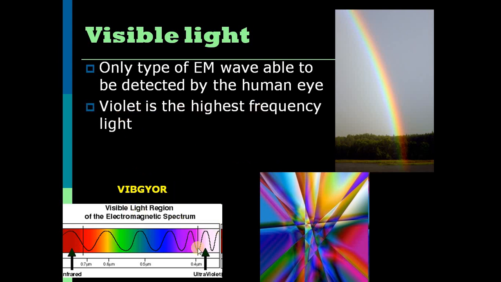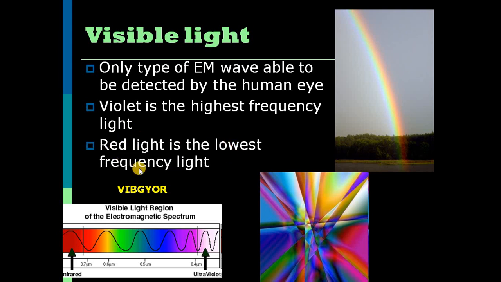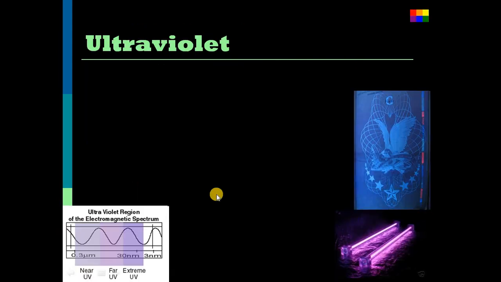Violet is the highest frequency. As we go in this direction, again the frequency goes on increasing. So violet has the highest frequency and red has the highest wavelength. Red light is the lowest frequency, so frequency will be less here.